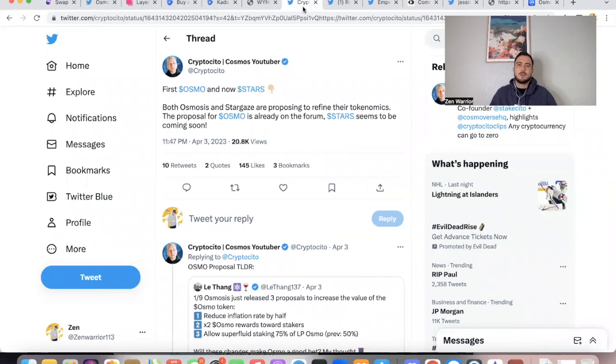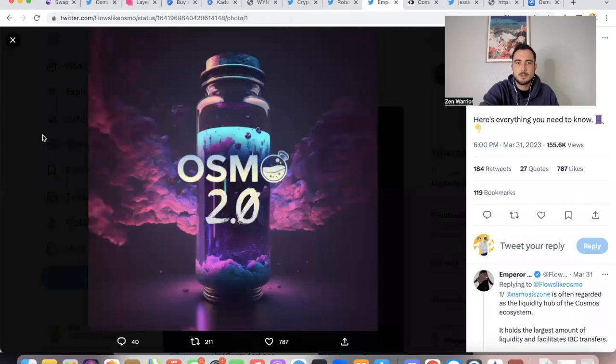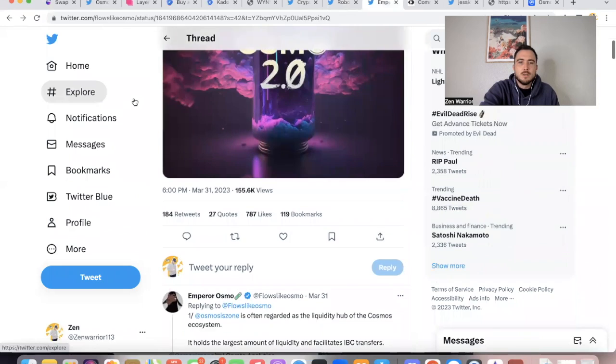Now, for the moment you're all here for: Osmo and Stars. Both Osmosis and Stargaze are promoting to refine their tokenomics. The proposal for Osmo is already on the forum. Stars seems to be coming soon. That's from CryptoCito. So a lot of people have been criticizing Osmosis tokenomics in the past, and basically they're revamping them to make them better for the future. So let's read. Osmo 2.0 is what they're calling it.